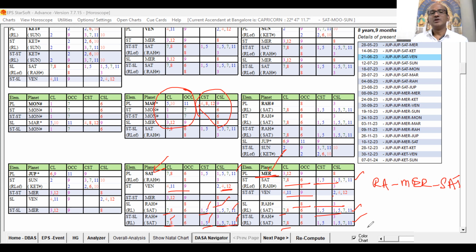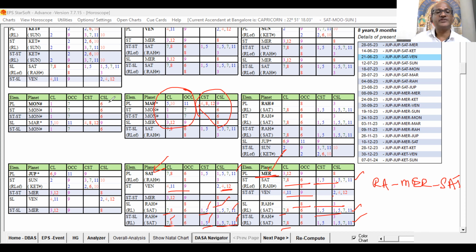Yes, sir. So that Moon and Mars periods, they are having 1, 7, 5, and 11 good, and 5, 11, 1, 7, 3, 9 are also good, but they are not supportive for the marriage because of their weak signification.